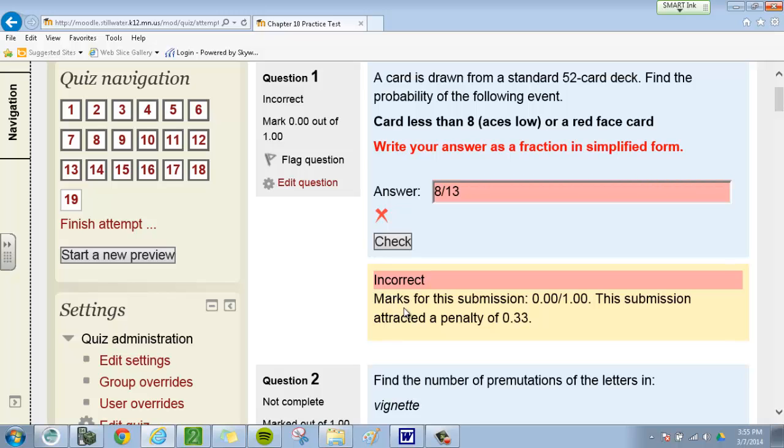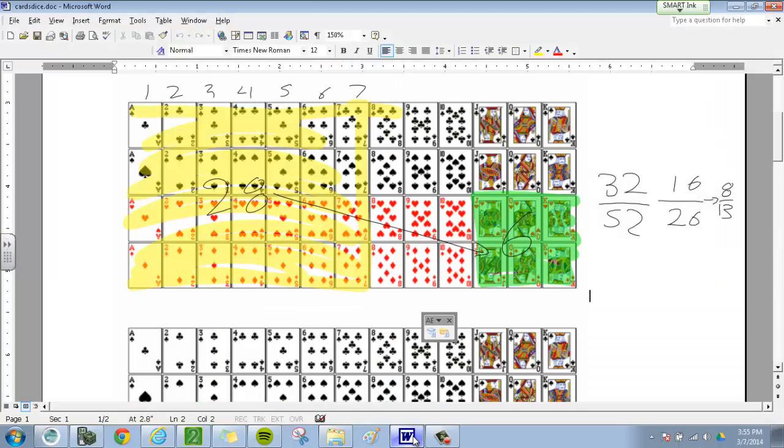Did I count that wrong? Less than 8. 1, 7, 14. 2 14s gives me 28. And then red face cards, 26. 28 plus 6. Oh, 34. Oh, guys. Okay, that's why you got to slow down when you do these things. So if this is 34, that's 17. 17 out of 26. Can't be simplified down, so we'll make that a 17 out of 26. Just this right there, 17 out of 26.